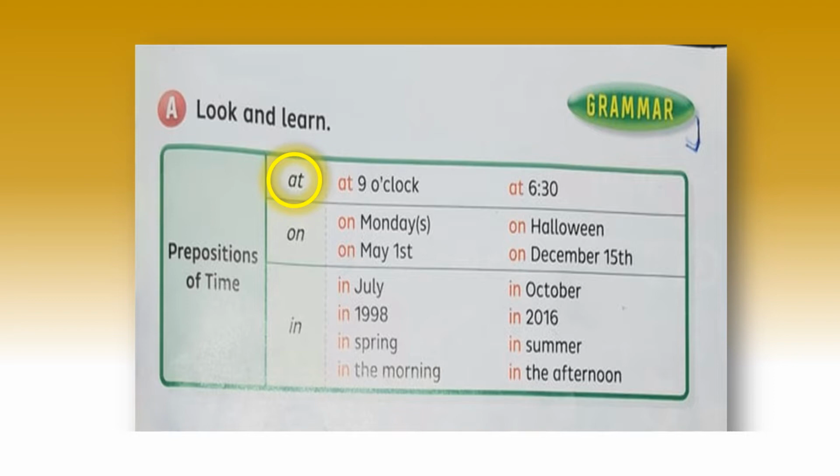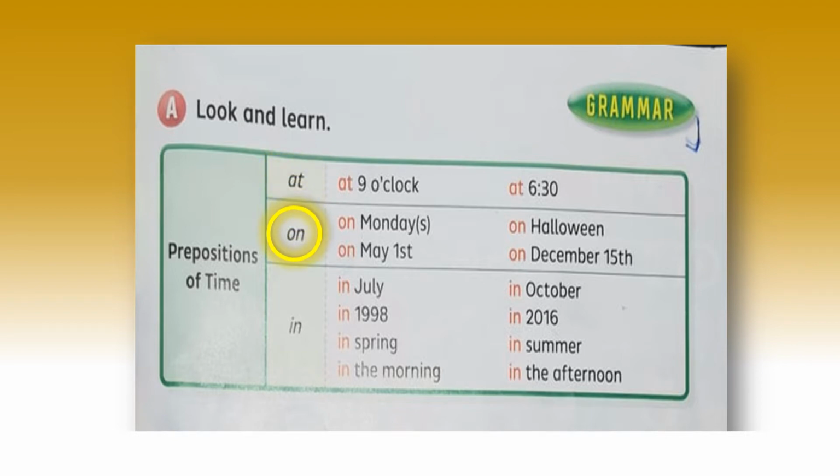So we use at to tell us a time, when something happens in a real time, a time from the clock. 9 o'clock, 6:30, these are real times. So we say at. I have my dinner at 9 o'clock. What is the action? Have dinner. When does it happen? At 9 o'clock.